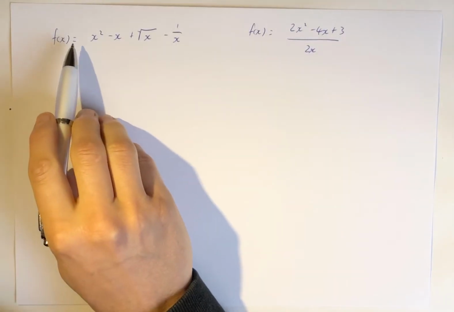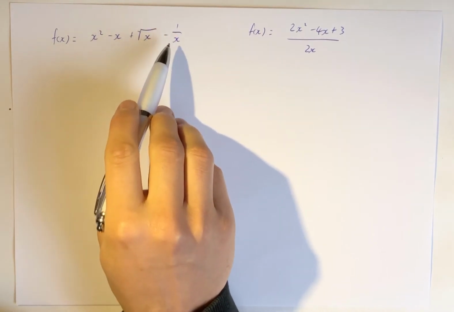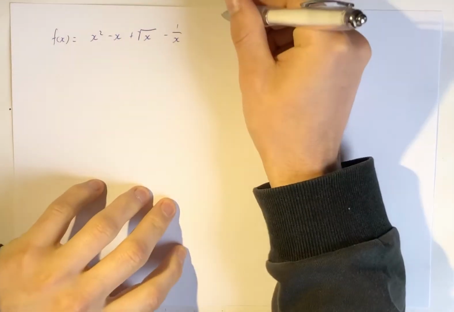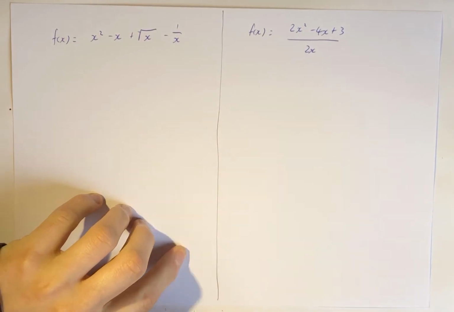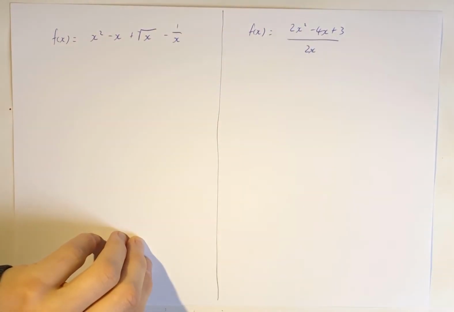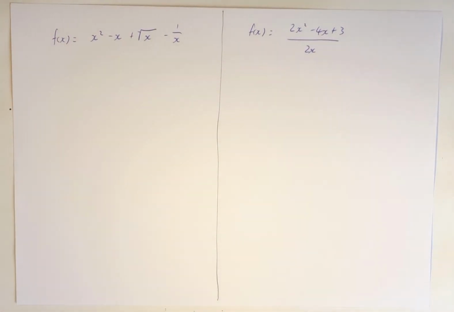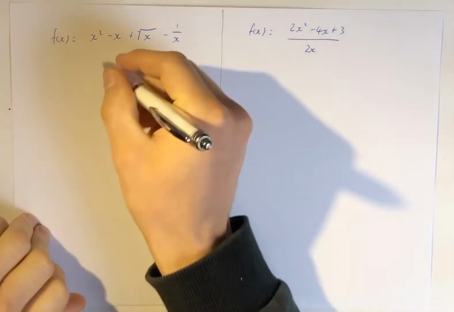So f of x is x squared minus x plus square root of x minus 1 over x. That's one problem that you might want to just try. And here's the other one. f of x is 2x squared minus 4x plus 3 all over 2x. So let's go ahead with this one.